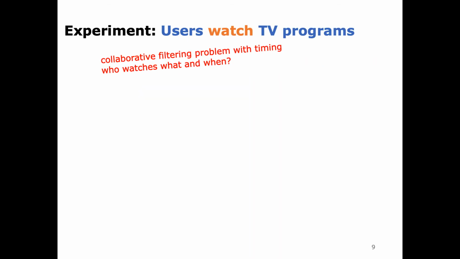Now we know how it works. Let's next see how well it works. We evaluate our method in two domains. The first is where users watch TV programs. This is like a collaborative filtering problem with timing. Who watches what and when?